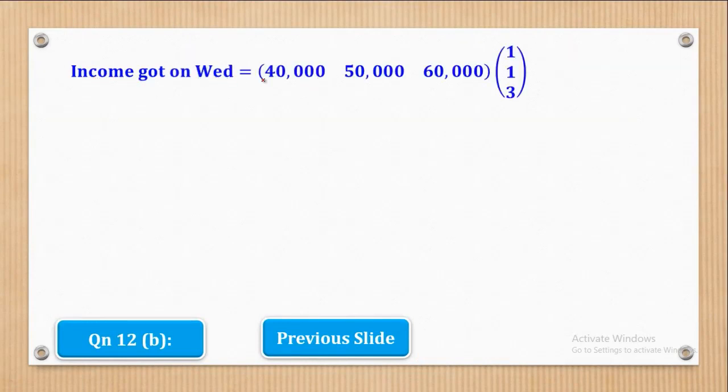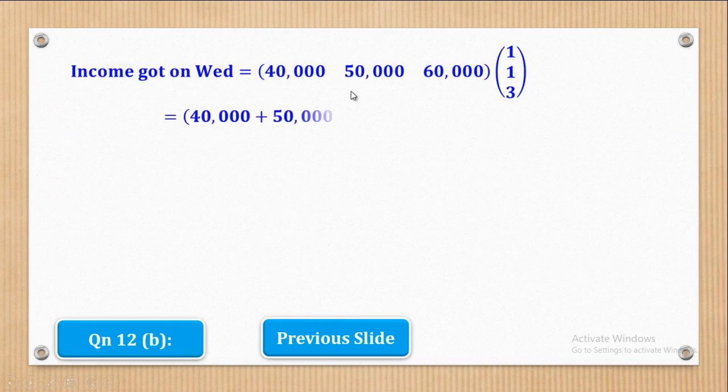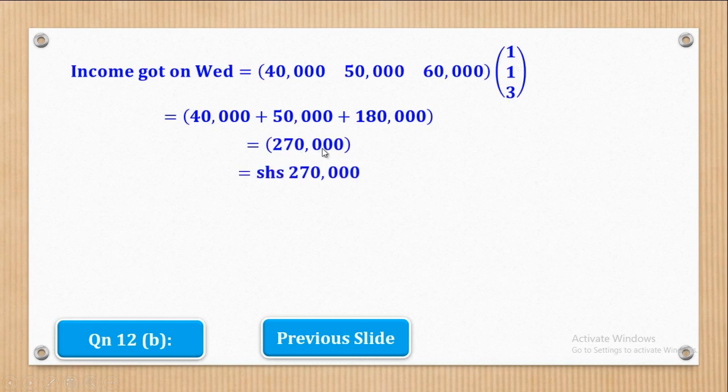So lastly, we shall get the income for Wednesday, which is got from here. So this is the column for Wednesday. So we shall say the whole of this multiplied by this to come up with this part. So do the same, multiply the same way. This times this to come up with this, this times this to come up with this, and this times this to come up with that. When you add everything, you come up with a 1 by 1 matrix of 270,000. Therefore the amount on Wednesday was shillings 270,000.